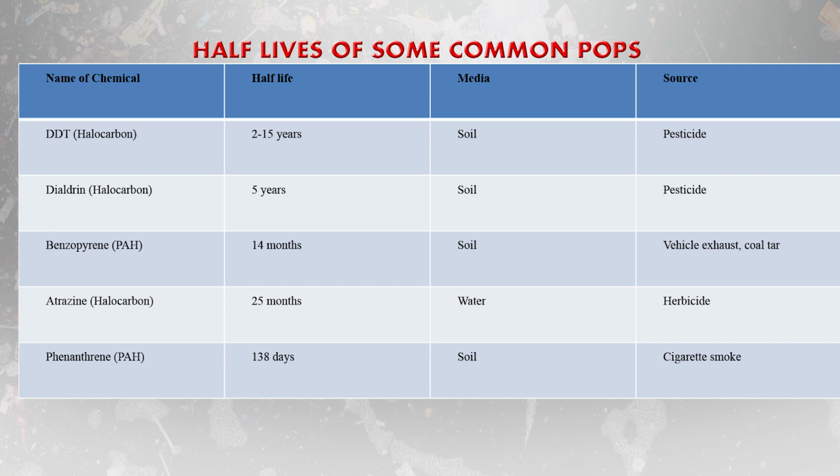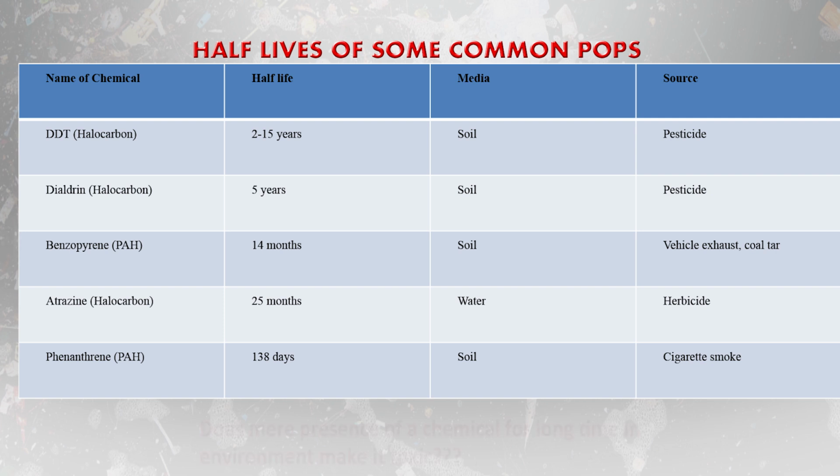Then dieldrin is there, which has a half life of 5 years. We have benzopyrene, which is coming from vehicle exhausts. This has a half life of 14 months. Then we have atrazine. Atrazine is again a herbicide which has a half life of 25 months. So, this may give you an idea how persistently they are occurring in the environment.